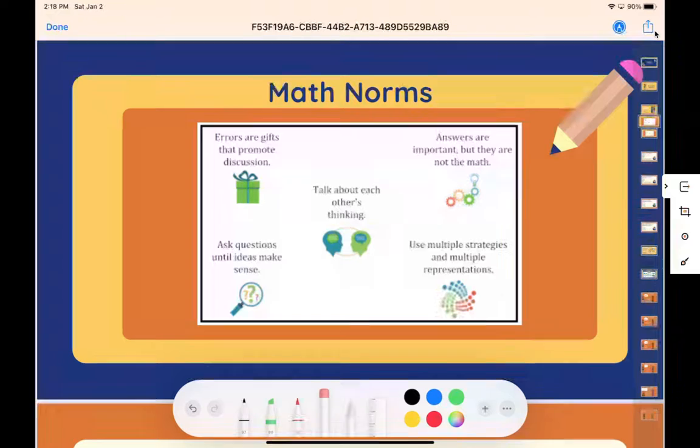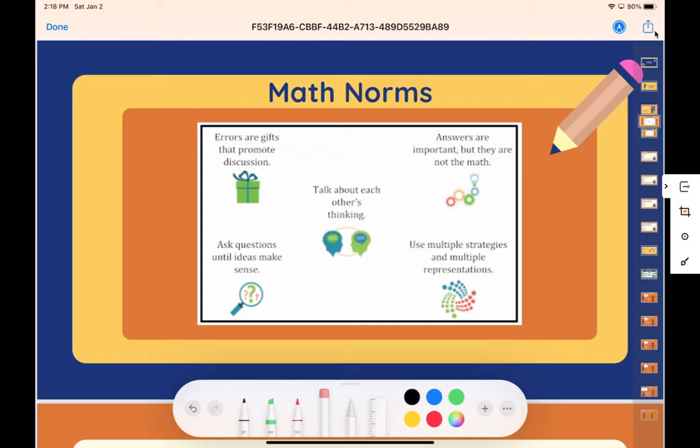So the next thing that I want to talk about is our math norms. Our math norms are the things that we are going to refer to every single class period. And so there are 5 standard math norms. The first math norm is that errors are gifts that promote discussion.